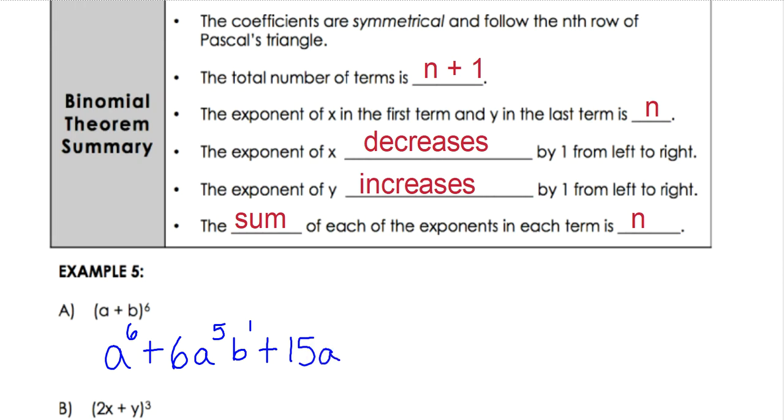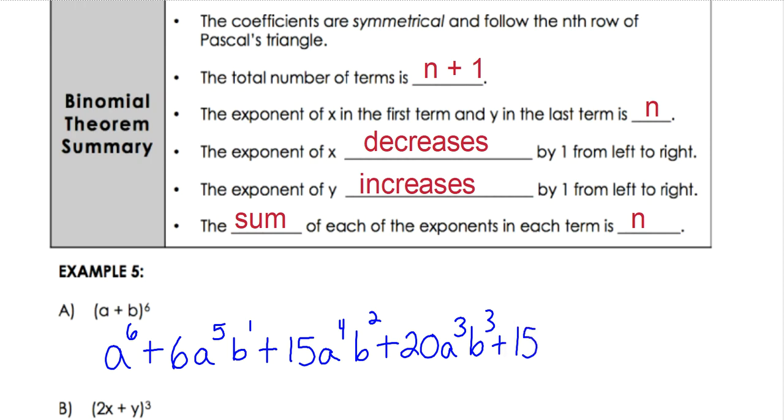Now I'm going down 1 power for a, up 1 power for b. And then we keep going. The next coefficient is 20. Down 1 power on a, up 1 power on b. And now that they're equal, we start going back down on Pascal's triangle.